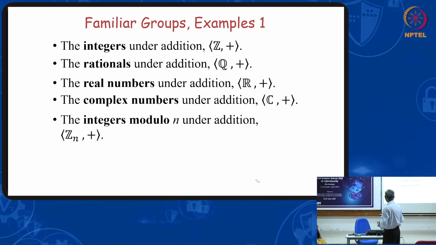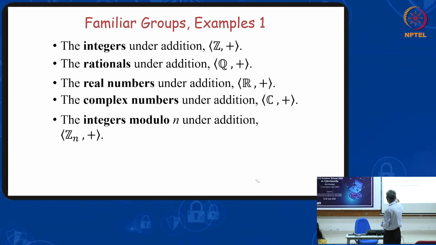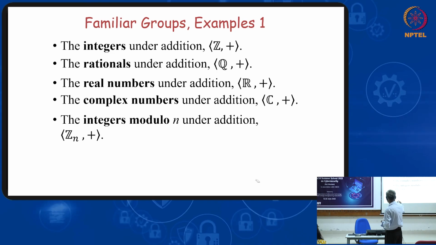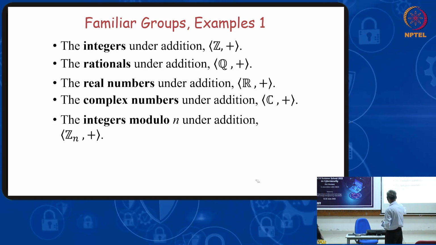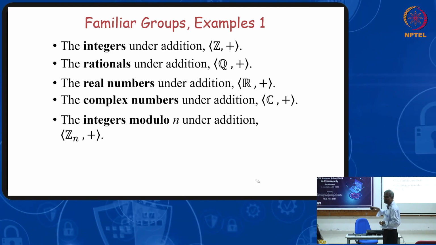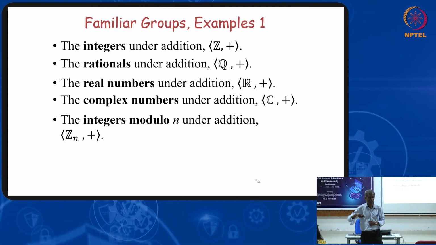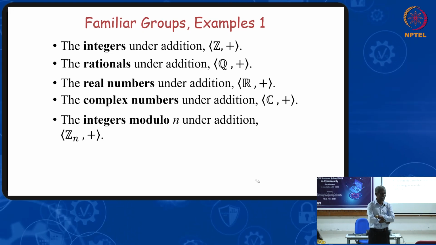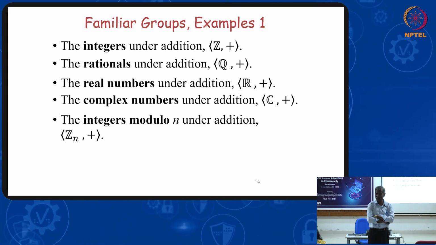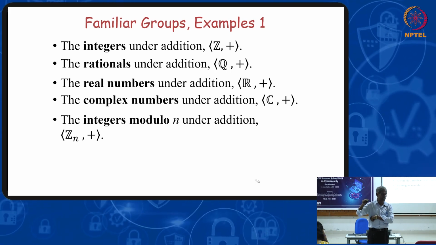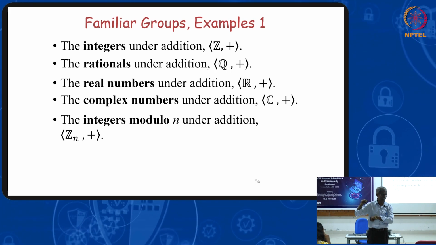You see familiar groups: the set of all integers under addition, the set of rational numbers under addition, real numbers under addition, complex numbers under addition, integers modulo n under addition. Suppose you take complex numbers. Addition of 2 complex numbers will be another complex number or not? Yes, closure property. And suppose we have a plus ib. What is the inverse of a plus ib?